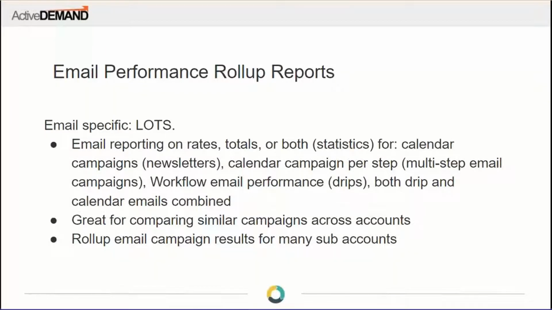In terms of email performance, when we say email performance, we're talking about email campaigns as well as emails inside workflows. And we have a ton of widgets on these just because there are so many different ways of looking at it. We can look at rates. What was the click rate? What was the open rate? We can look at totals. We sent X amount of emails. We had X amount of opens. Or we can do both, and both will be the statistics style of roll-up report.